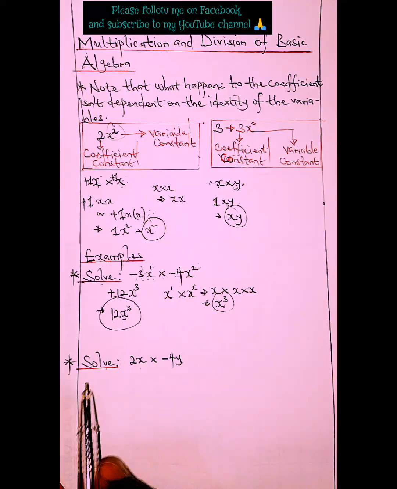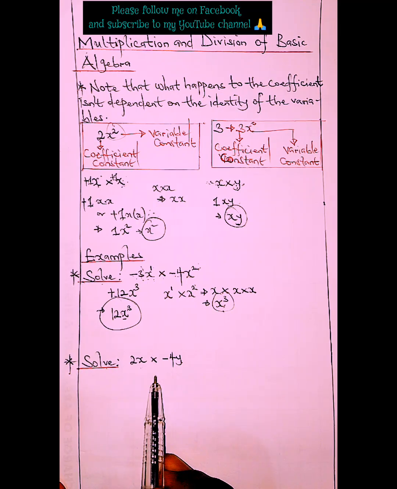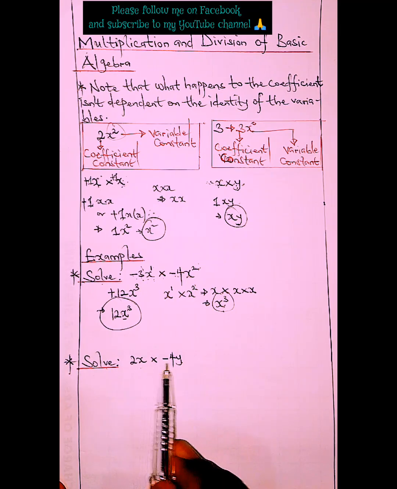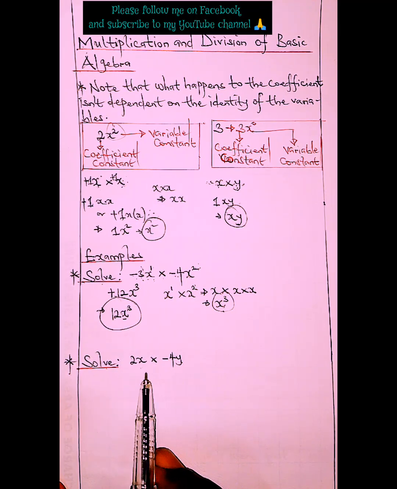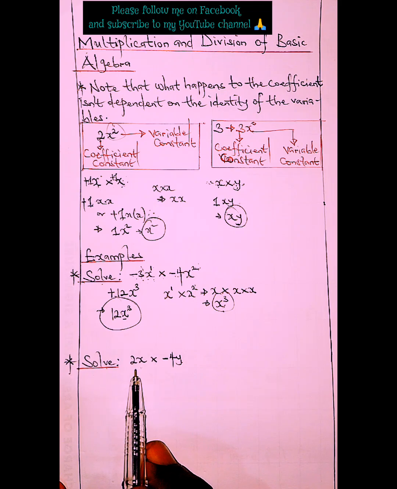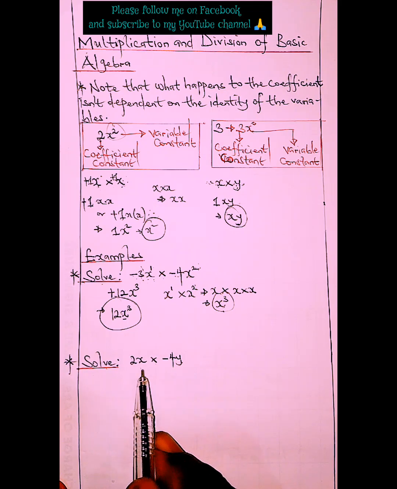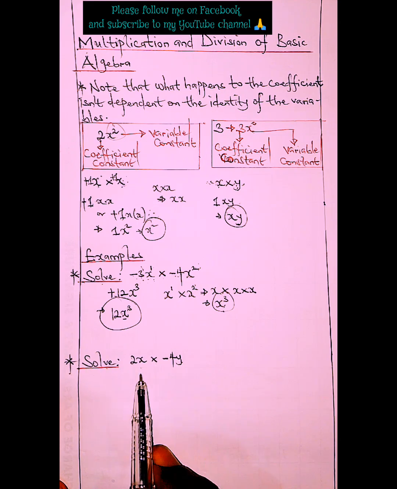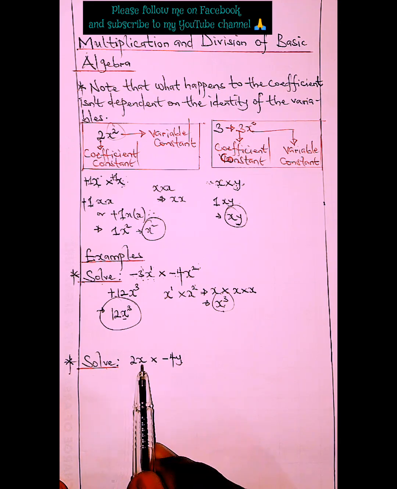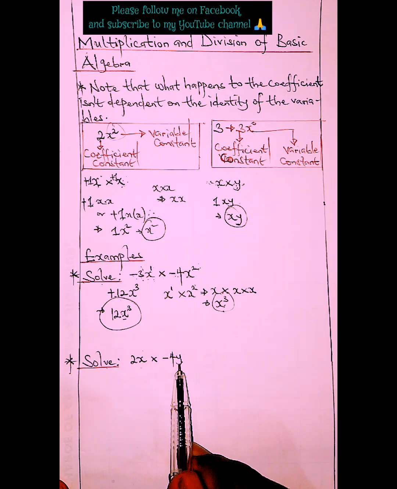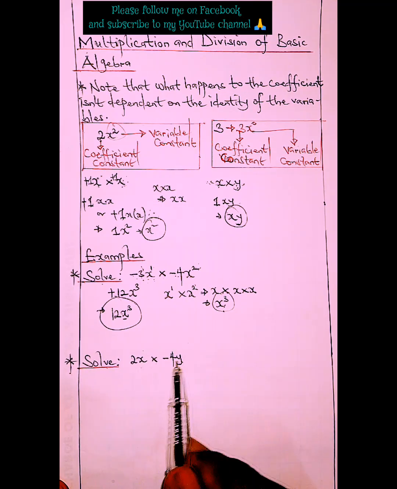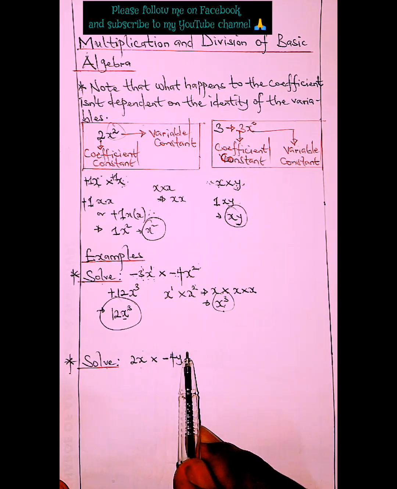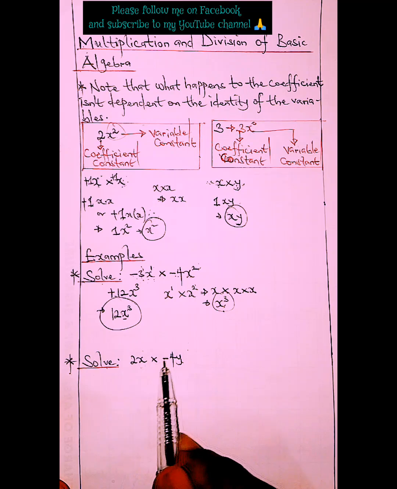So question 2: solve 2x times minus 4y. Now how do we solve 2x times minus 4y? The first thing we have to do is check out the kinds of variables and constants that we have. And don't forget that if the variables or the unknowns are different, it doesn't stop us from working. Now what do we have here? This x is power 1. This is y raised to power 1. They're entirely different. The bases are different. The powers, although, are the same, but they're not the same variable.